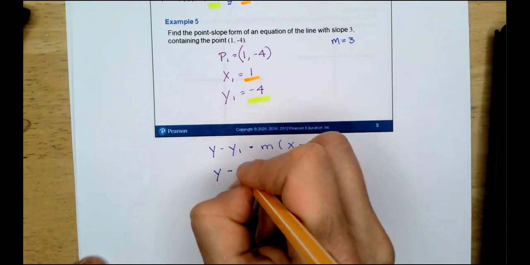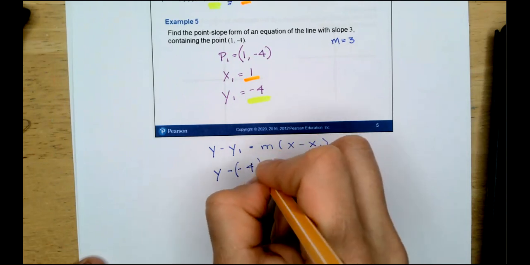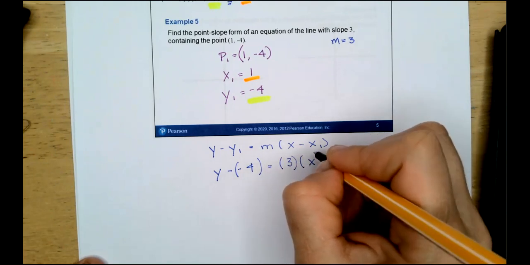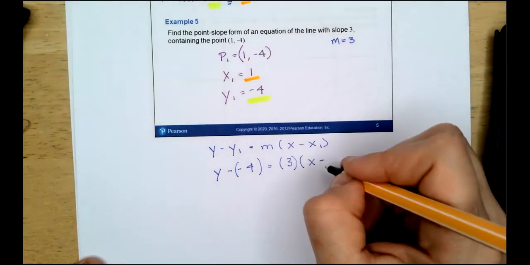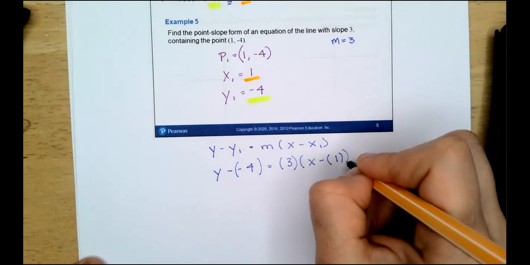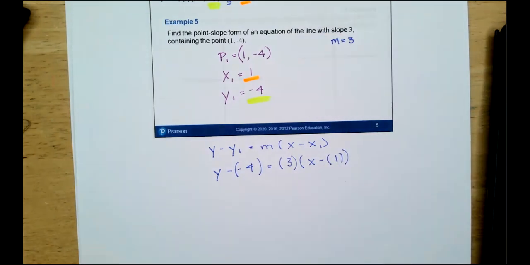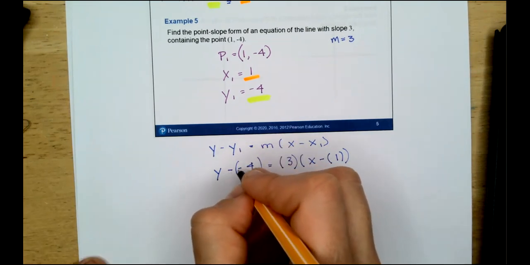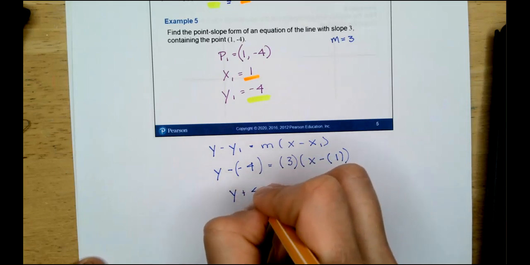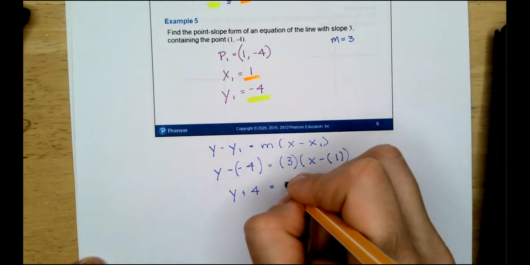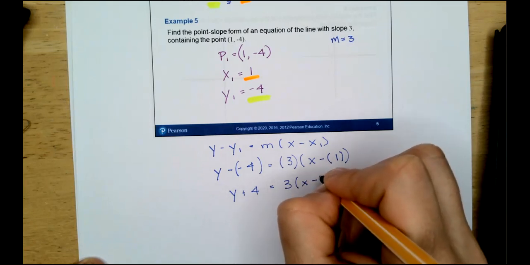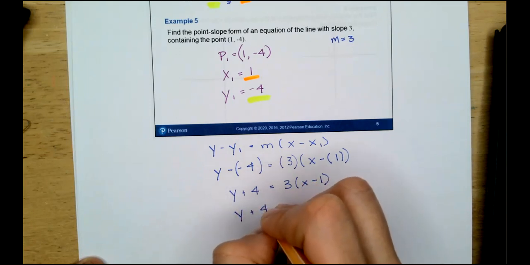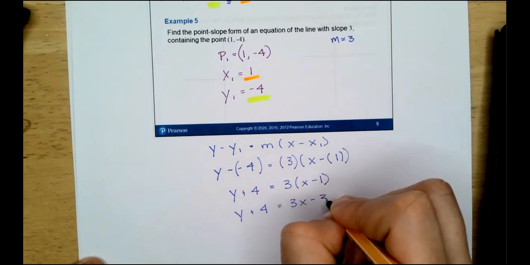Y and x remain because those are what we have for solving the equation, minus 1. Okay? So y minus a negative 4 becomes y plus 4 equals 3 times x minus 1. I'm going to distribute that 3. Y plus 4 is equal to 3x minus 3.